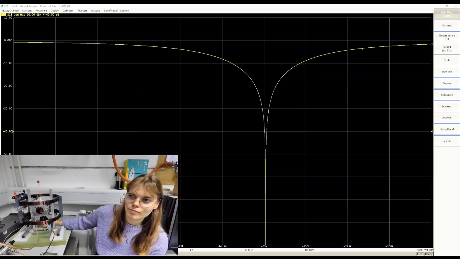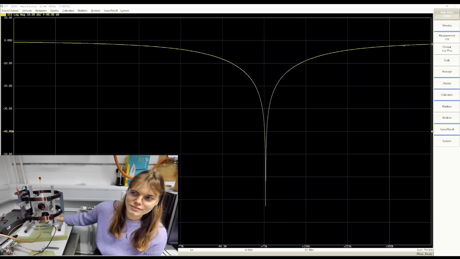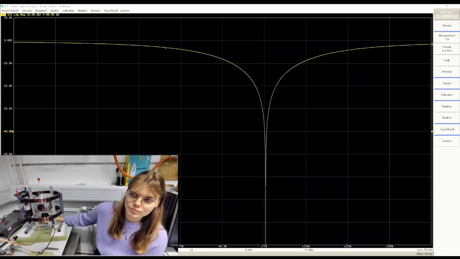So the scale there is decibels and it's logarithmic. So minus 70 decibels is very close to 100% loss. So all of the power at that particular frequency, which we want, is going directly into the resonator.